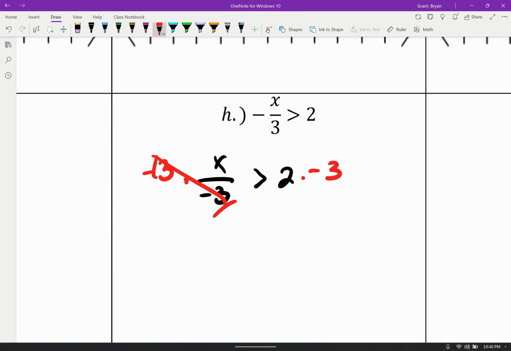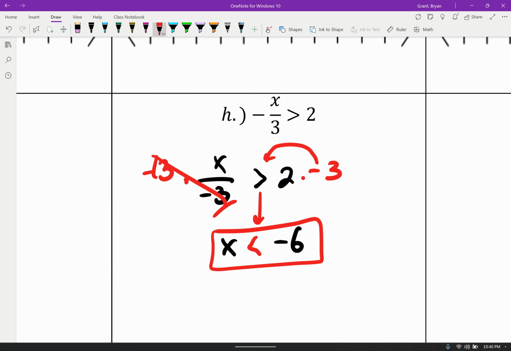Multiplying and dividing cancels, leaves us with an x. 2 times -3 is -6. Do I need to change the sign? Yeah, we multiplied by a negative, so the sign needs to flip. Last one.